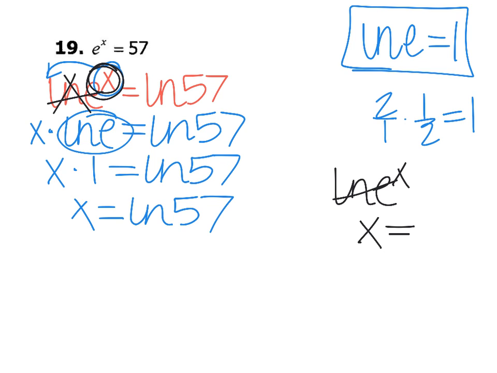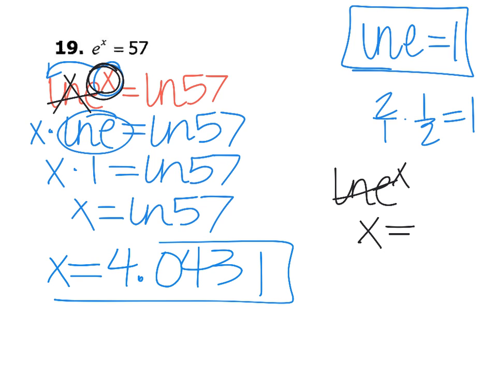Then you're going to plug in natural log of 57 into your calculator. And if you haven't found the natural log button, raise your hand so you can call me over and I'll help you find it. So x equals natural log of 57, which is going to give us 4.0431. And that's our final answer.